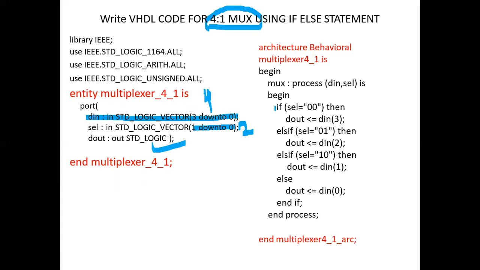First begin with if selection is 00, then D out is equal to D in 3. That is, if the selection pin is 00, you have to put the D3 pin as D out. If select is 01, you have to put D2 into D out. Then for the next select, you put D1 as the output. Otherwise, if the condition is 11, you put the output to 0. That is the end if process.